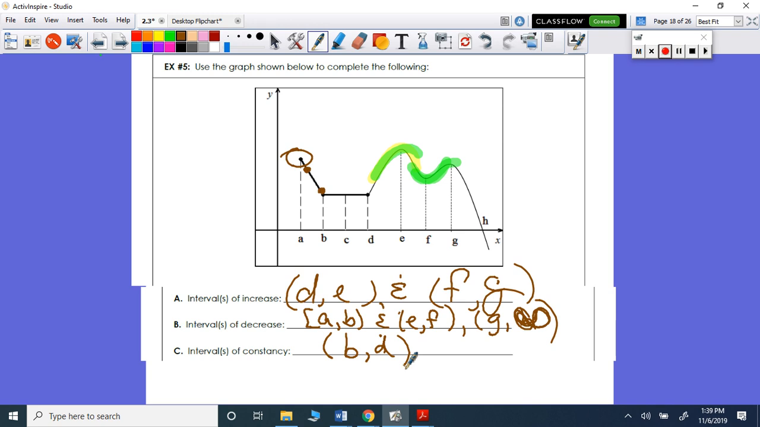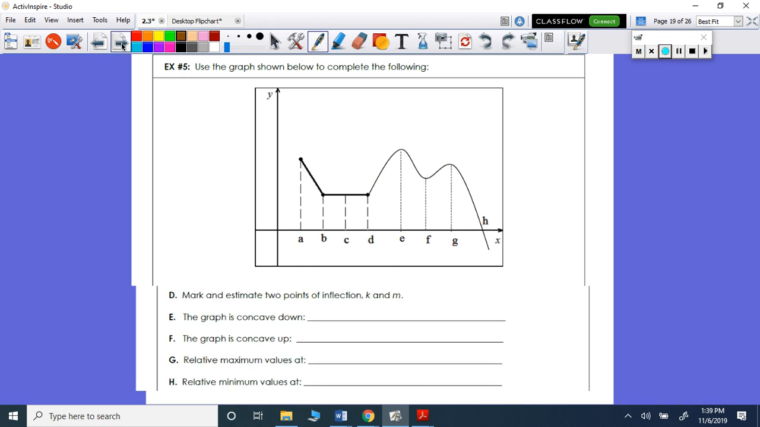We're going to skip the concave ones. If I added points on here, it would be the point of inflection, and you're going to learn more about that next year. But we're going to skip that. If you look at the key, it's going to show those. But the final ones is the max and mins, and then we're done.